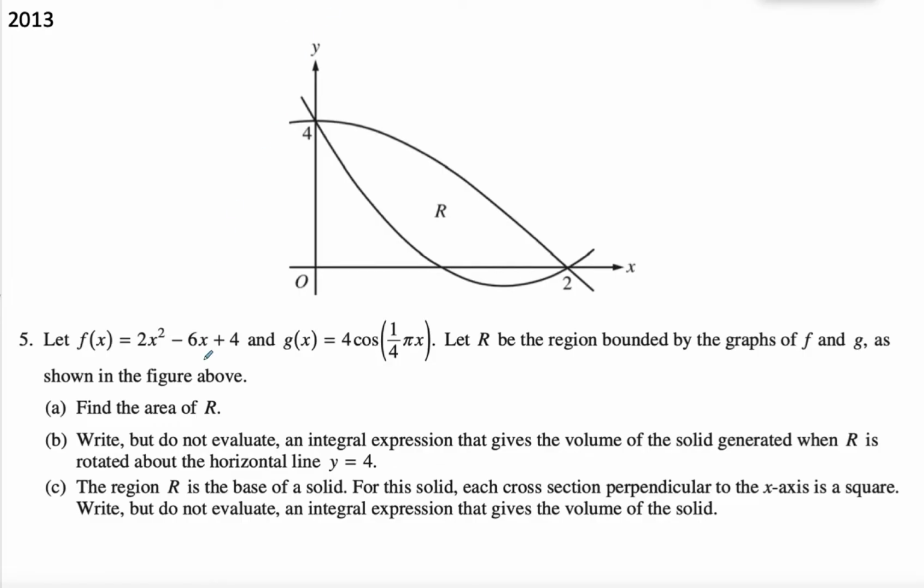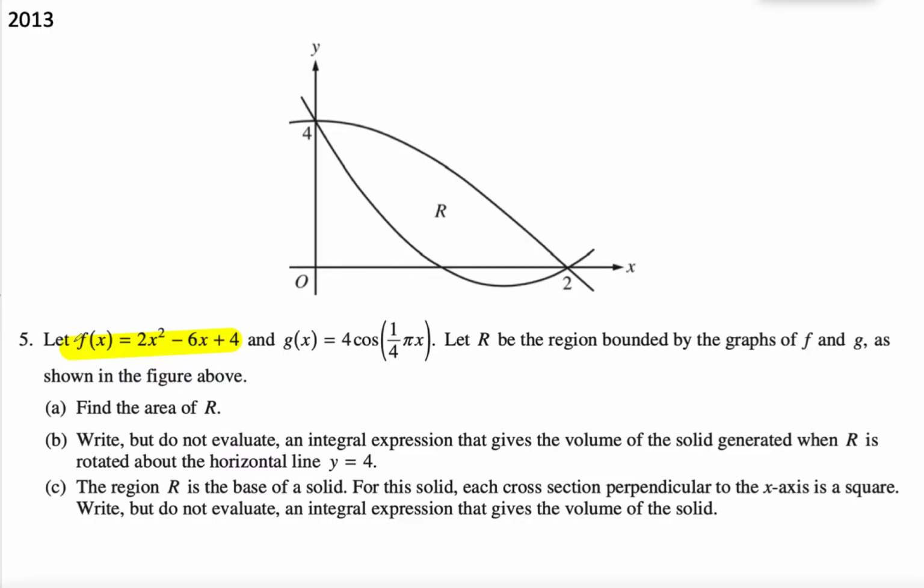So as you can see, we have two functions. f of x is equal to 2x squared minus 6x plus 4, and the other one is a cosine function here. If I were to highlight this one for you so that you could understand better, you see f of x, this is a parabola. When you look at it, it's kind of difficult to see which one would have been the parabola and which one would have been the cosine function.